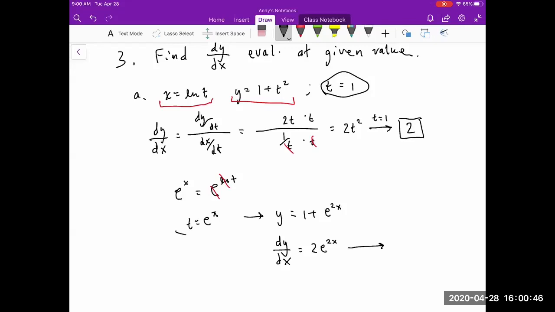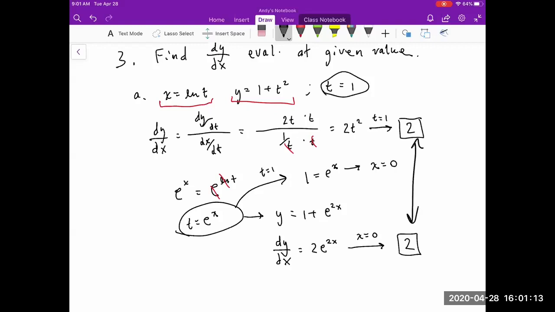So we figure out what x is when t is 1. Well, take a look at this. When t is equal to 1, well, we have 1 is equal to e to the x. So that means x would be 0, because e to the 0 is 1. So when you plug in x equals 0, what do you get for dy over dx? You just get 2, because e to the 0 is 1. Notice they're the same, right? So I showed 2 different ways of doing that. So let me just write this or this, because I don't say which way to do it on the review.